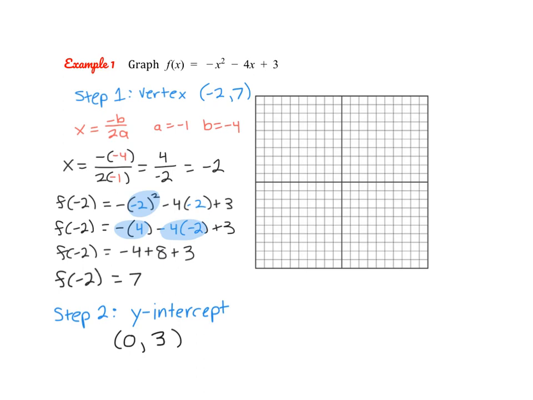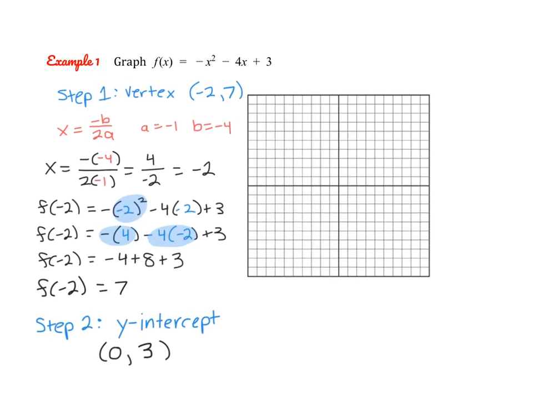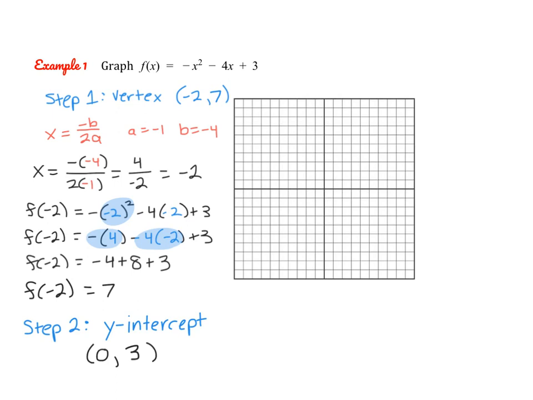So now I know my vertex and my y-intercept, so we can move on to step 3, which is to plot those points. So my vertex is (-2, 7). So it goes right here.